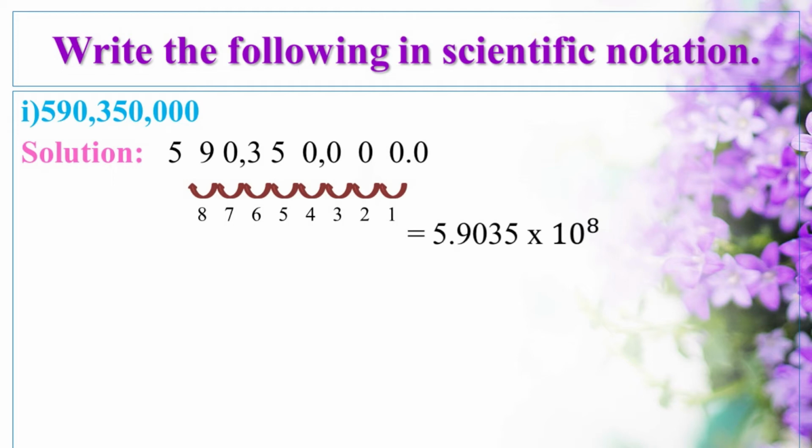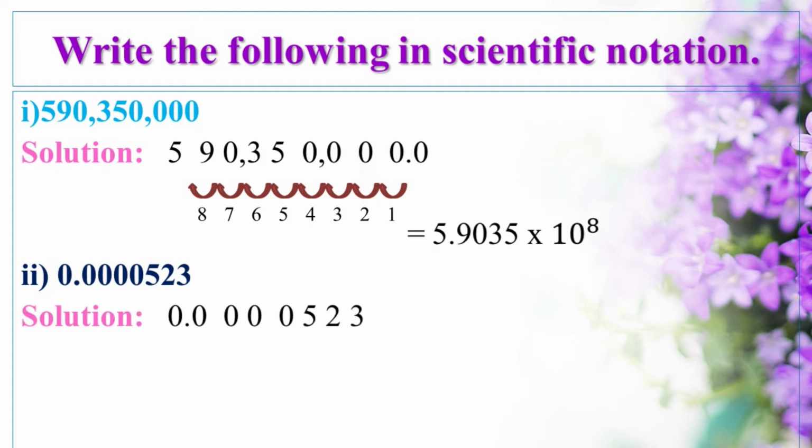Okay, let us see another sum. 0.000523. Let us find a solution for this sum also. See this sum. Here the decimal place is to the left of the number. Here where is the first number? 5 is the first number. The number which should be before the decimal place must be 1, 2, 3 up to 9. It should not be 0 for the standard form or scientific notation.